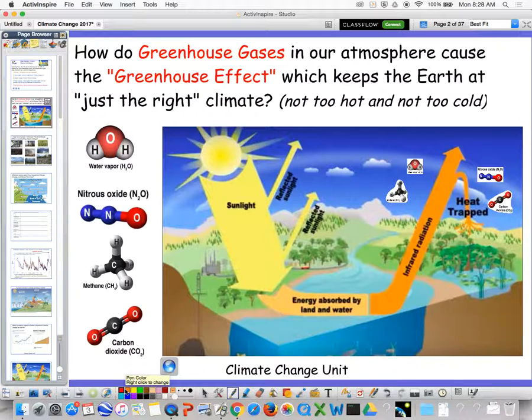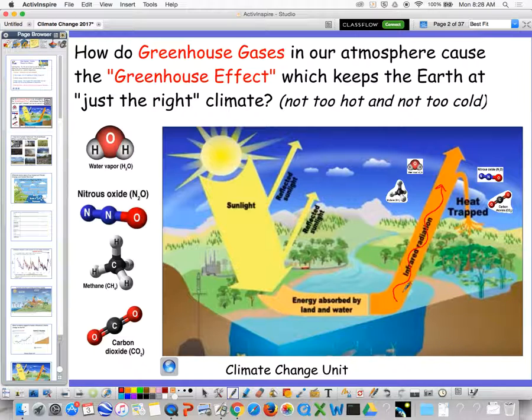So what happens is the Earth's surface gives off a form of long wave radiation we call infrared radiation. So the planet gives off heat, much like you give off heat when you're sleeping in your bed at night. You put a blanket over yourself, and as your body gives off heat, the blanket traps some of that heat.